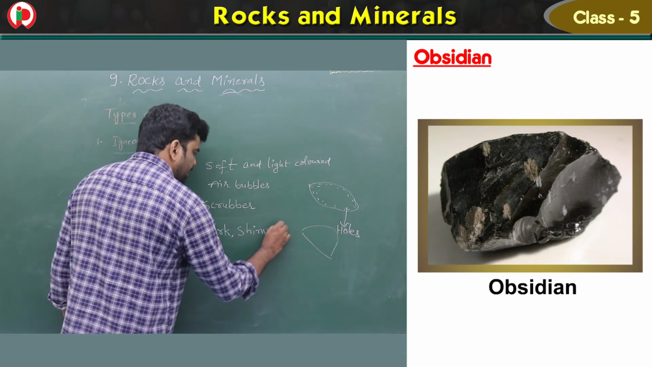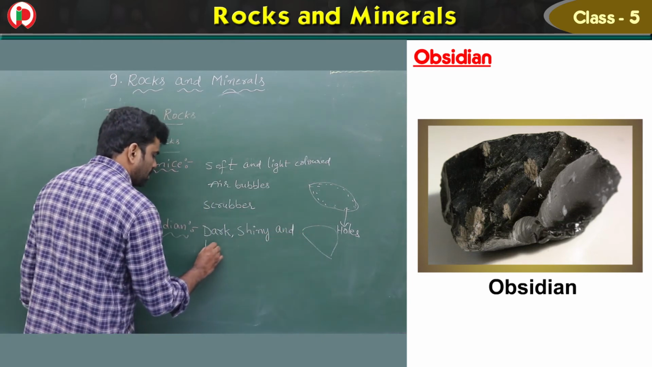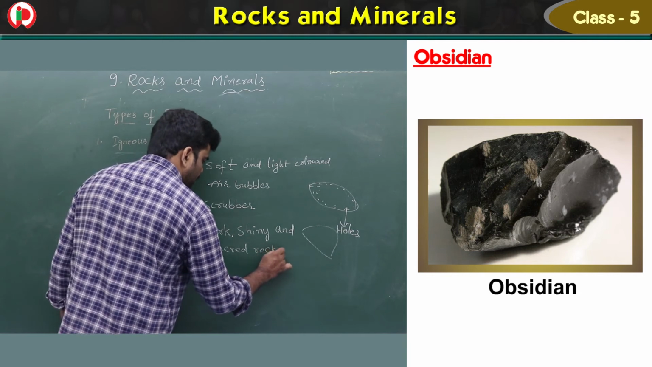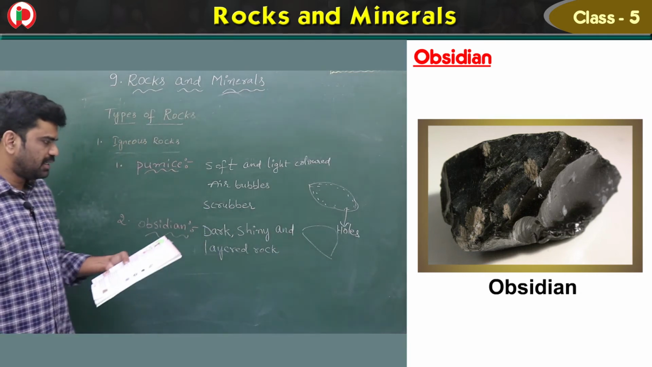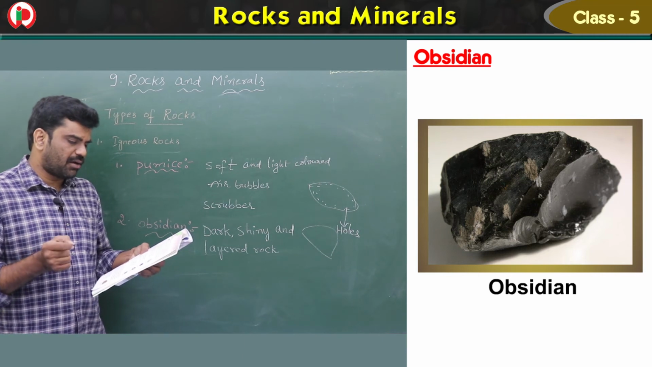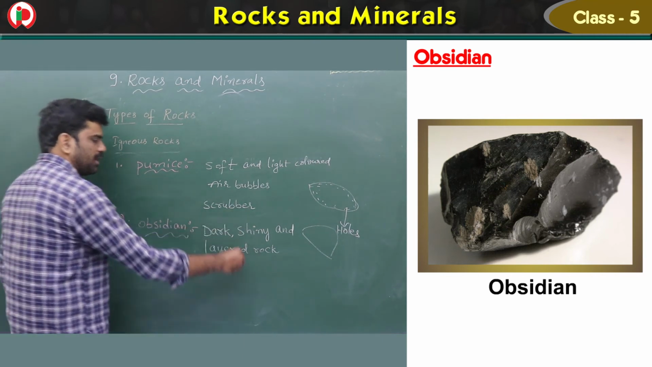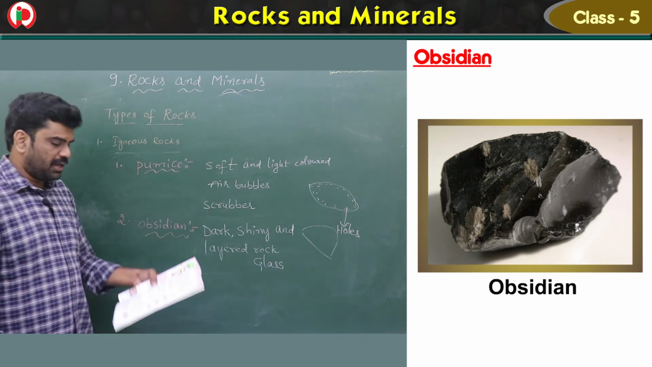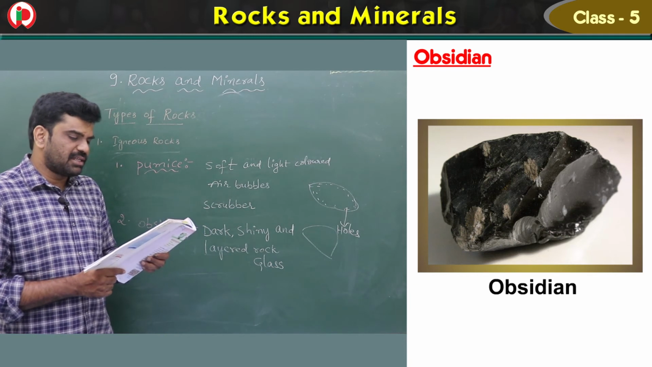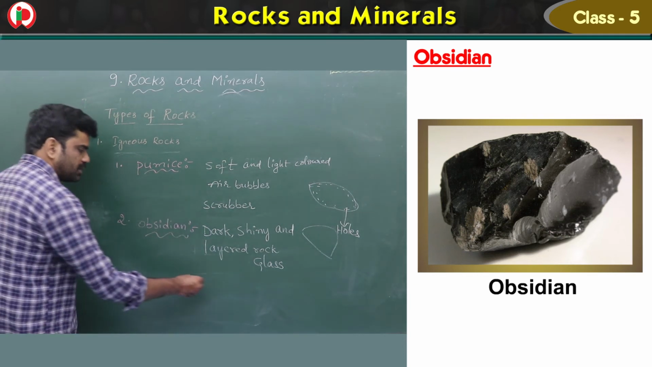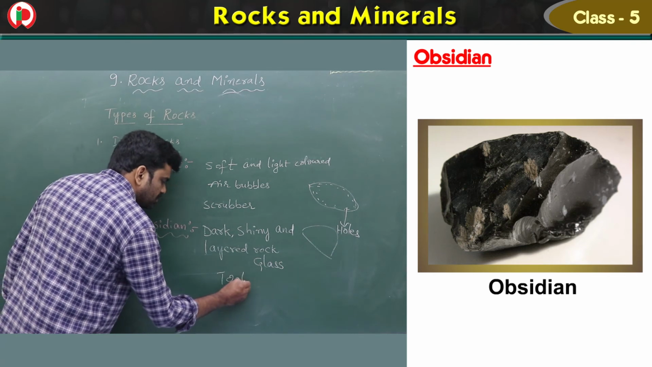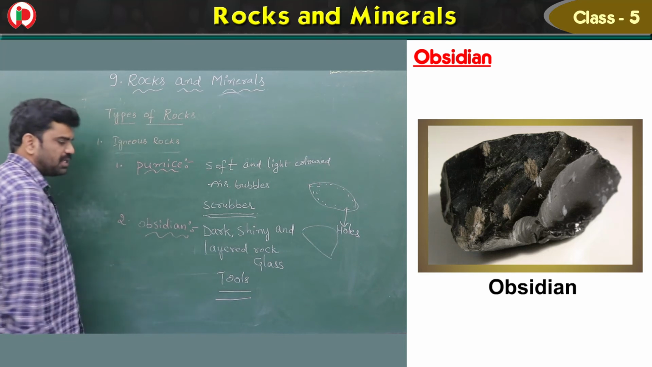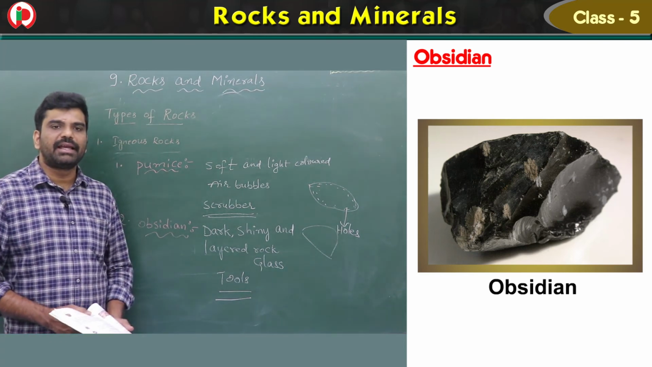Dark shiny and layered rock. Which one, children? Obsidian is a dark shiny and layered rock appearing like a glass and having edges. It is used for making tools. What is the use, children? It is used for making tools. The first one is used as a scrubber. The second one, obsidian, is used mainly for making tools.